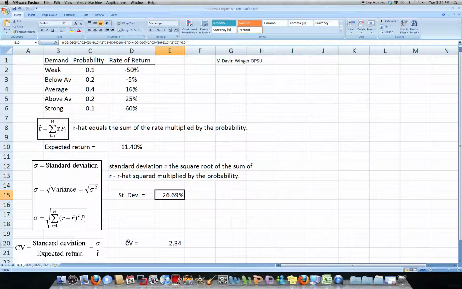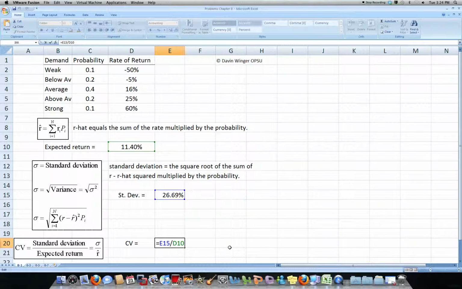Coefficient of variation is just the standard deviation divided by our expected return. So we just take our standard deviation, which is 26.69%, divided by 11.4 to find the coefficient of variation, which is 2.34. So that's how you find expected return, standard deviation, and coefficient of variation.